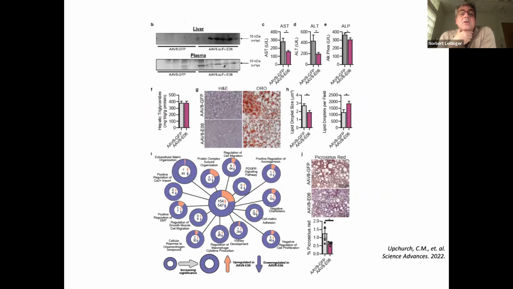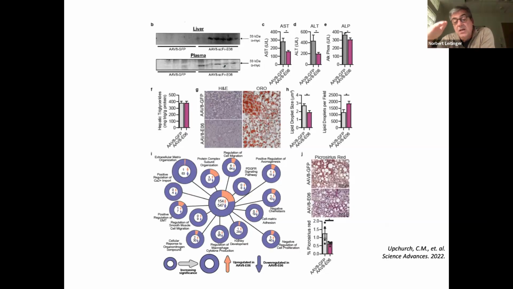And here's what we found: again, the liver expressed the construct and also secreted it into the plasma. And despite the fact that AST and ALT levels were already high at the point when we injected, the further progression of liver damage was inhibited by injecting that virus and expressing the EO6. We didn't get an effect on the hepatic triglycerides because they were already accumulated at that time when we injected.